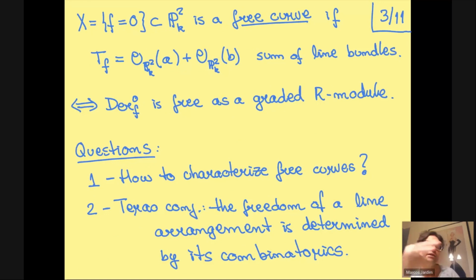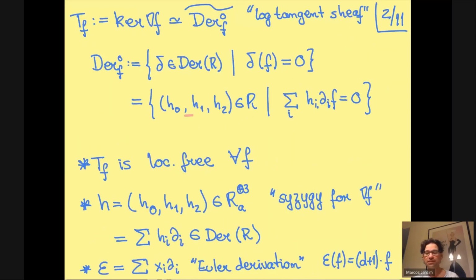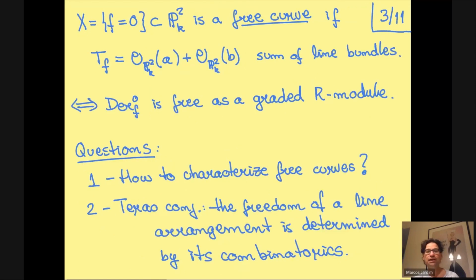And then we say that the curve X, that I'm denoting the set of zeros of F to be this plane curve X, this curve is said to be free if the logarithmic sheaf splits as a sum of line bundles, or which is equivalent to say that this module of derivations, Der(log F), that I introduced in the previous slide, right? So this Der(log F) module is free as a graded R-module.